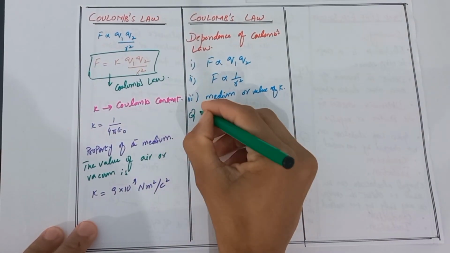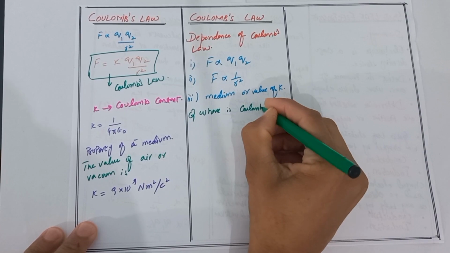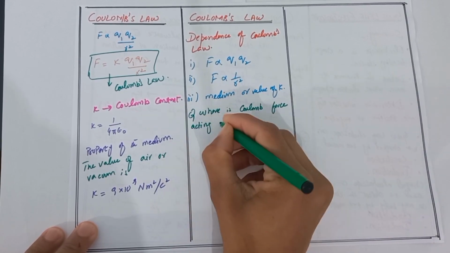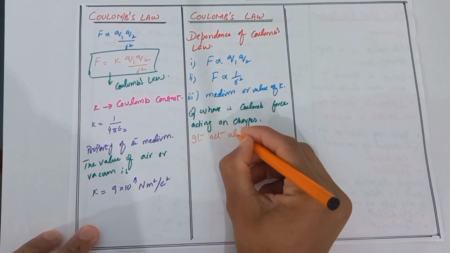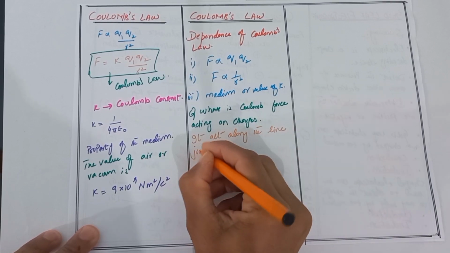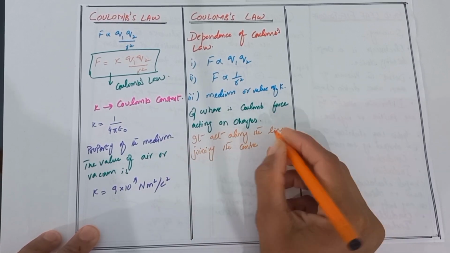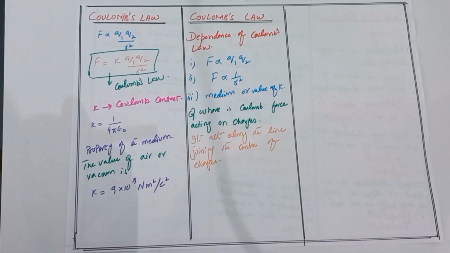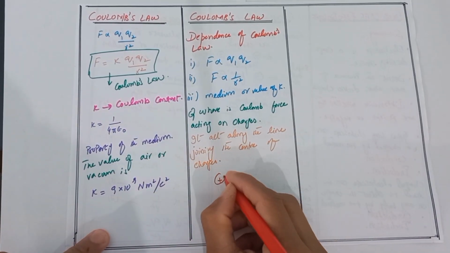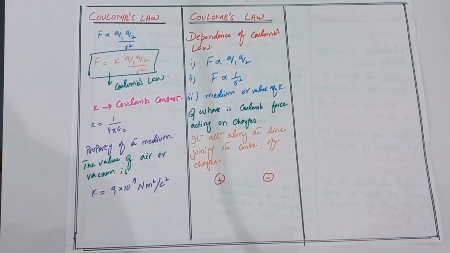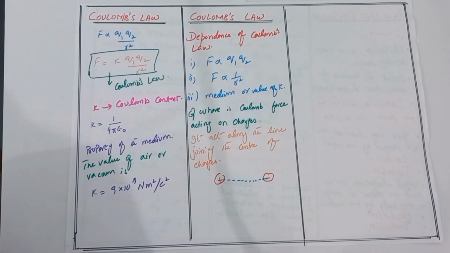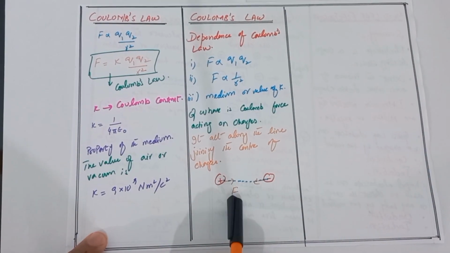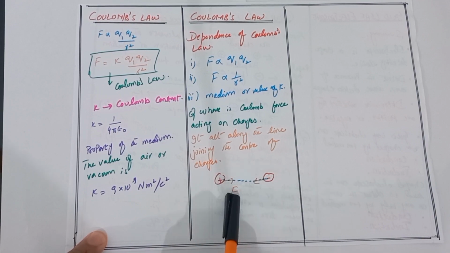Now the question arises: along which line does the Coulomb force act on the charges? The answer is that it acts along the line joining the centers of the charges. For example, here we take two charges, plus and minus. We join the centers of the two charges. The force between them is attractive. So the force, either attractive or repulsive, always acts along the line joining the centers of the charges.